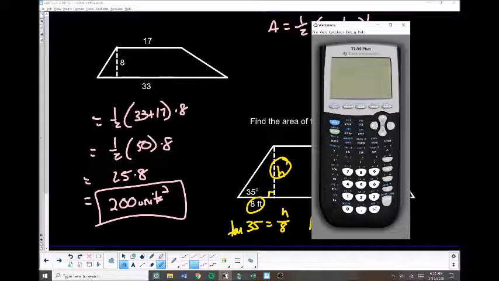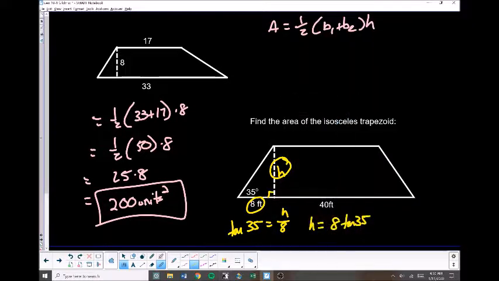My calculator doesn't like to turn on sometimes. I'm going to make sure that I am in degrees. I am not. Ooh, close one. But sure, my calculator's in degrees. 8 times the tangent of 35 is 5.6. So this height right here is 5.6 feet.